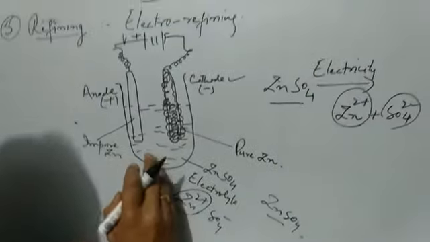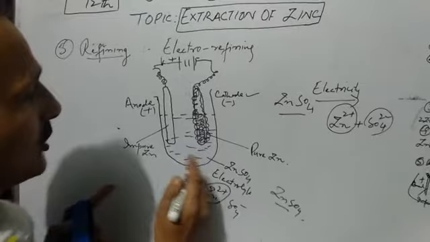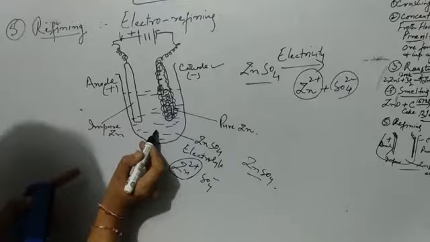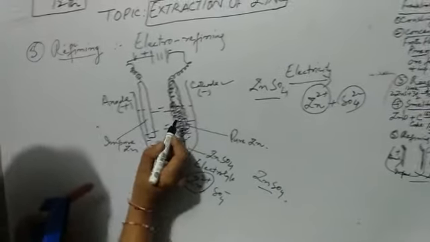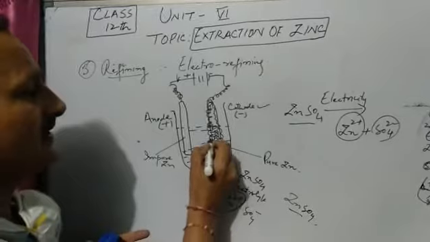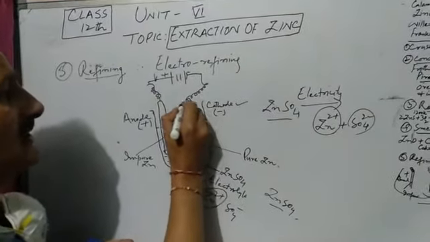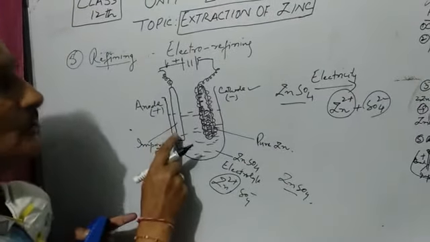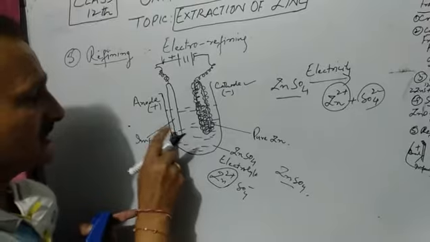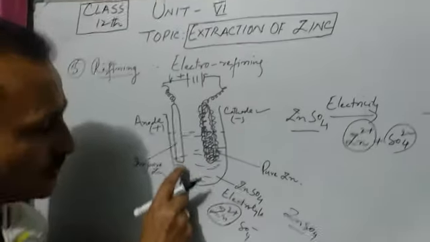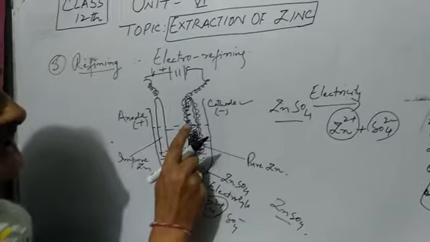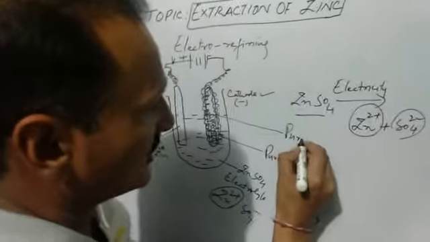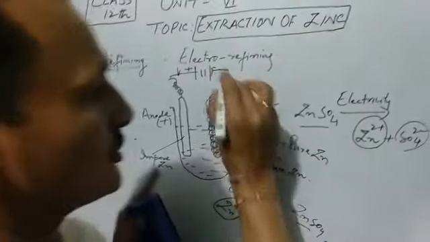So this process continues till whole of the pure zinc first goes into the solution and then moves towards the cathode. As a result, after some time we will find that the cathode rod will become very thick, because whole of the pure zinc from this impure zinc rod first goes to the solution, then deposits at the cathode, and we can collect pure zinc from this rod. This is pure zinc now. So this is how electro-refining is done.